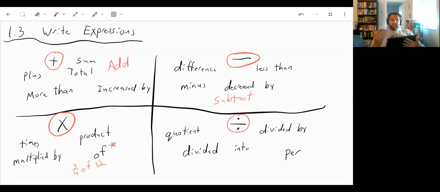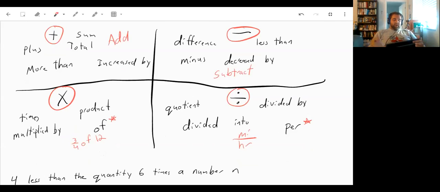Finally, we also have divide. So you might see 12 divided by 3, the quotient of 12 and 3, or 12 divided into 3. Or you might see that word "per" in more word type problems. So if you're working in terms of miles per hour, you get your miles divided by your hours. So those are all of the different words that we have to figure out how to dissect in our English sentence to turn it into a mathematical expression.